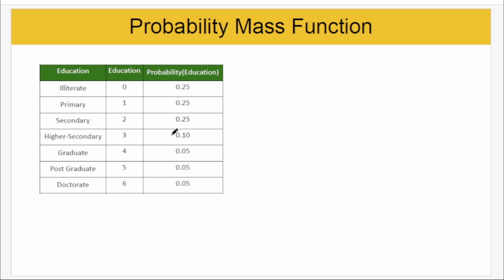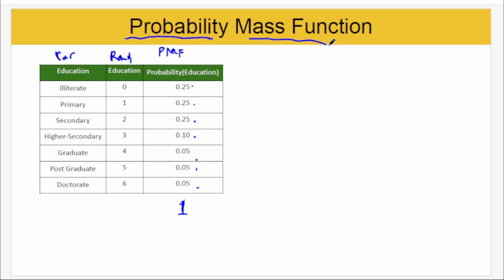Now this is the corrected version of the probability mass function. Here if you add, it is 25, 25, 25, 75 plus 15, 90 plus 10. So it is correctly adding up to 1. So this is my variable, this is the random variable, and this is the probability mass function, PMF.